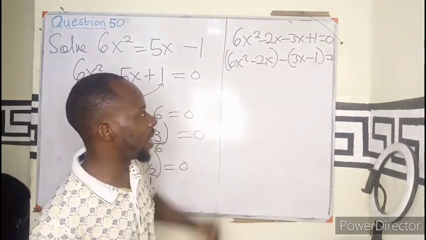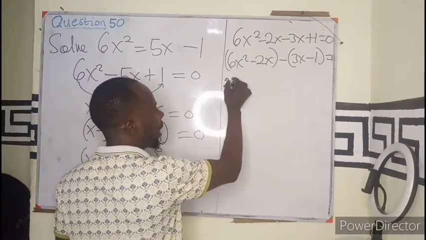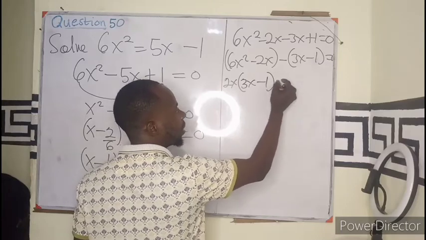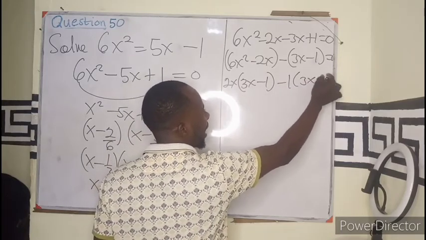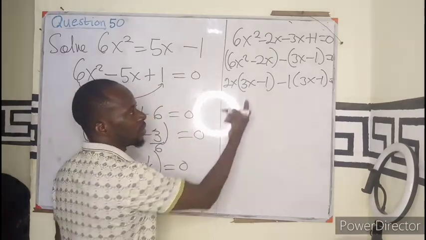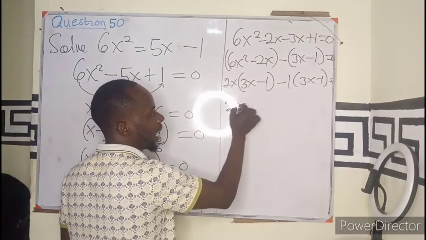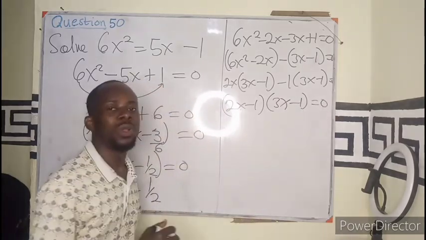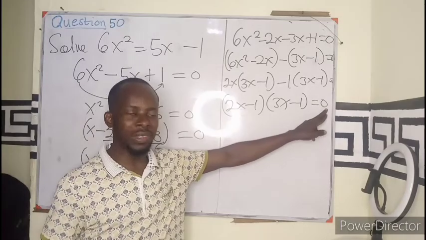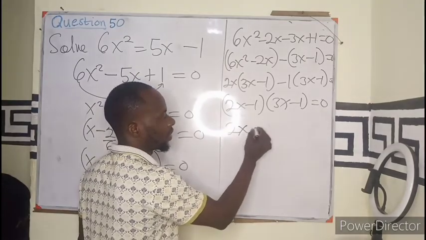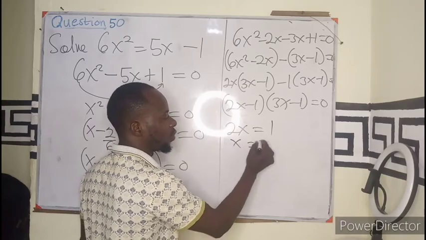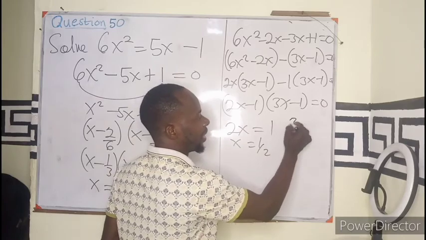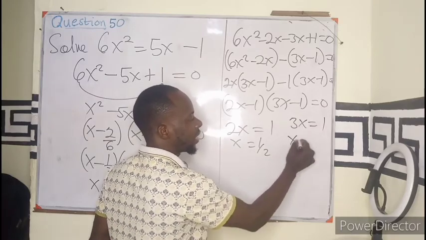So we are looking for common factor. I believe that will be 2 and x. So I'll be left with only 3x minus 1. Common factor 1, 3x minus 1 equals 0. The bracket is the same, so 2x minus 1, 3x minus 1 equals 0. So if I set this equal to 0, I'll be having 2x equals 1, x equals 1 over 2. If I want to set this equal to 0, it will be 3x equals 1, x equals 1 over 3.